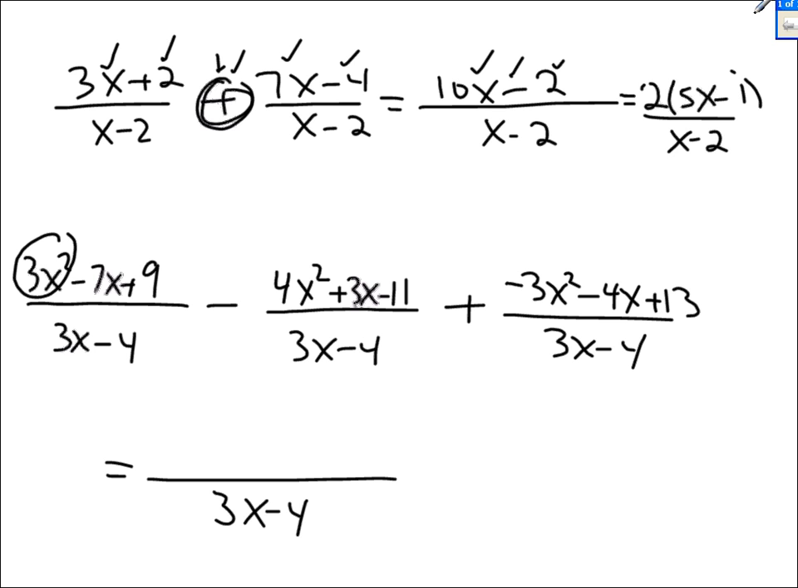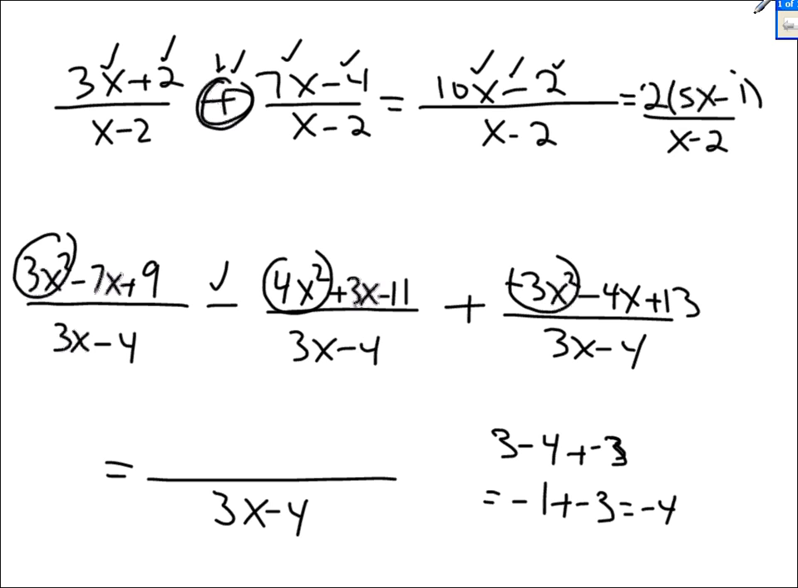3x squared minus 4x squared plus negative 3. How much is 3 minus 4 plus a negative 3? 3 minus 4 is negative 1. You add on negative 3, get negative 4. Negative 4x squared. It's just arithmetic.